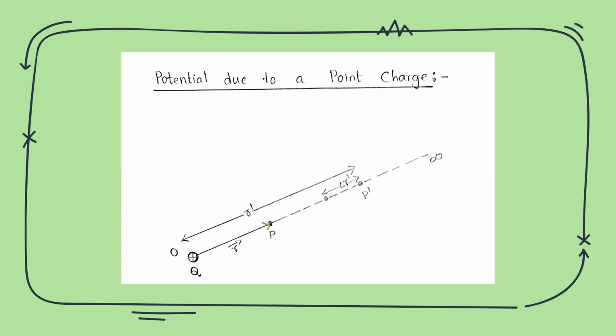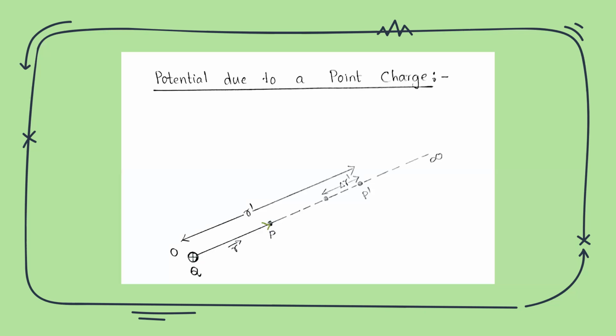Now the test charge is 1 unit positive charge. That means plus 1 coulomb charge. We are bringing plus 1 coulomb from infinity to a point P. This point P is at a distance r bar from the origin. That means the position vector of P from the origin is r bar.